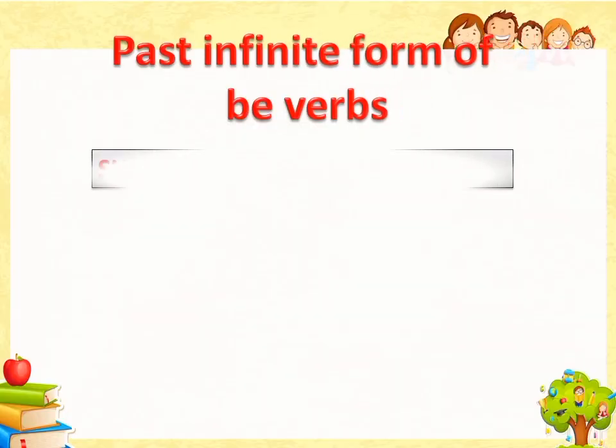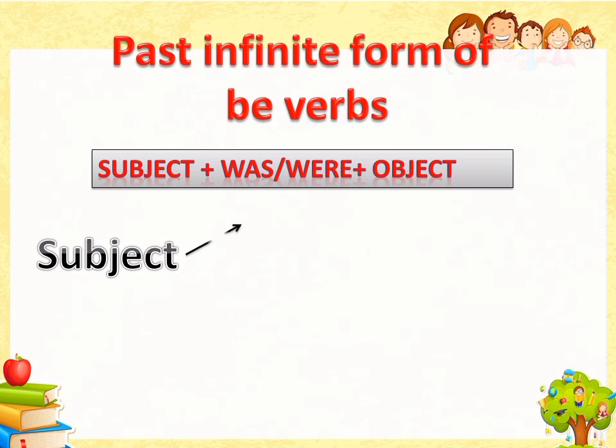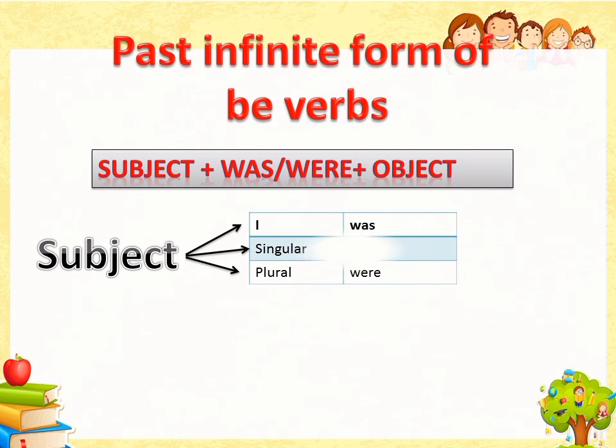Secondly, let's learn about past infinite form of be verbs. The sentence structure is subject plus was, were, plus object. When the subject is I, we can use was. When the subject is singular, we can use was. When the subject is plural, we can use were. Examples: I was a principal. She was a nurse. They were good doctors.